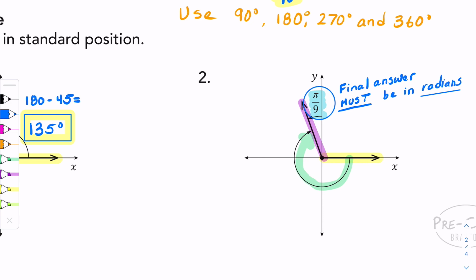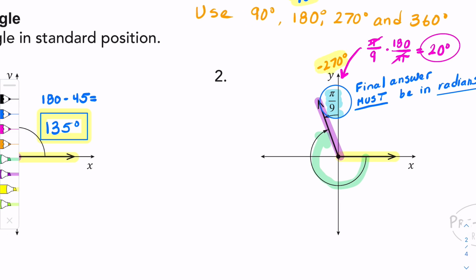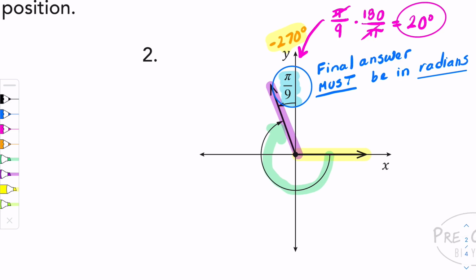So I know that this angle right here is pi over 9. If I multiply pi over 9 by 180 over pi, I can eliminate my values of pi, and 180 divided by 9 is 20 degrees. All right, so that's telling me that this angle is 20 degrees. I also know that this is negative 270 right here. So my angle, my terminal side, is 20 degrees short of 270.